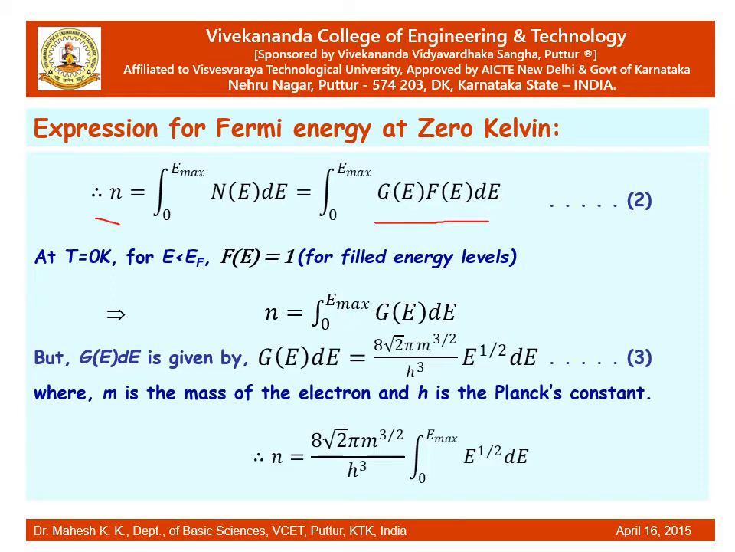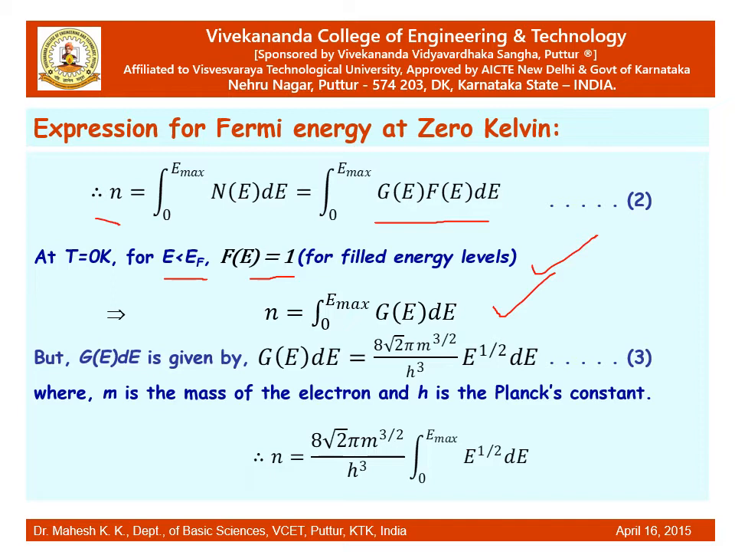Now, assume at T equal to 0 Kelvin, for E less than EF, F of E is equal to 1, which we have already seen in the temperature dependence of F of E. So the above equation reduces to n is equal to the integration from 0 to E max of g of E dE.